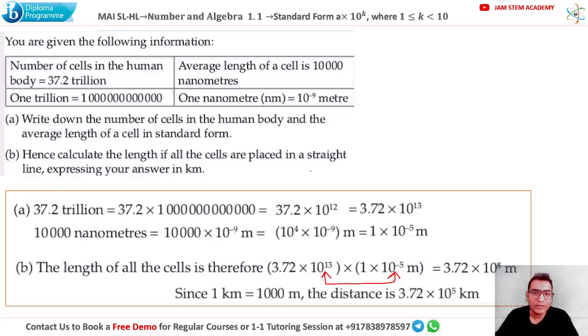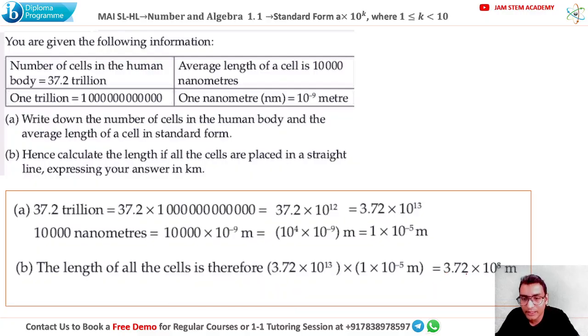Now, it also says find the answer in the kilometer. And we know 1 kilometer is what? 1000 meters. So in order to find that, we can simply divide that number 3.72 times 10 raised to the power 8 divided by 1000, right? So that much meter is kilometers for 1 kilometer. So what is that? 10 to the power 3 here.